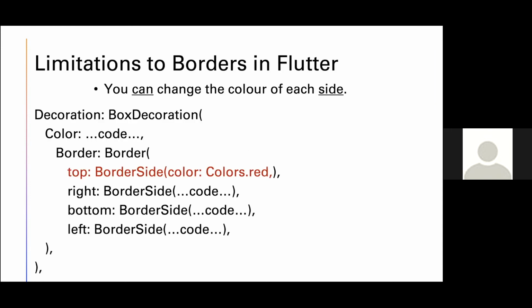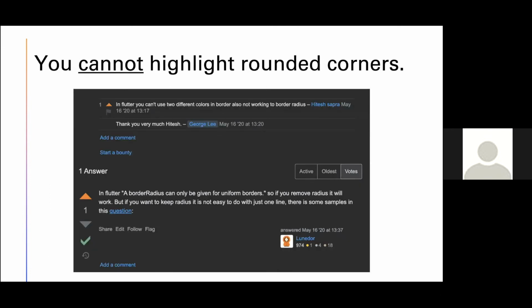However, there are limitations to borders in Flutter. You can change the color of each side. And in this code right here, I've simplified it just to show you that with the border, you can change the colors by doing a top, right, bottom, and left parameter when you enter it into the border. However, you cannot highlight rounded corners currently with Flutter, and this is something that they're going to be tackling in the near future. But as of now, you cannot do it.